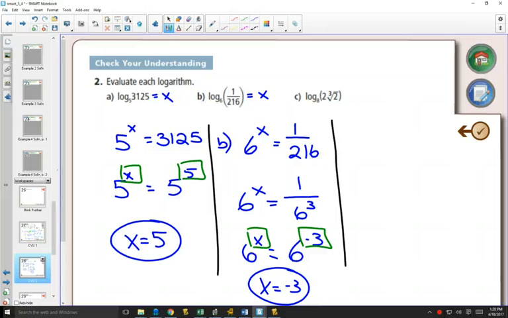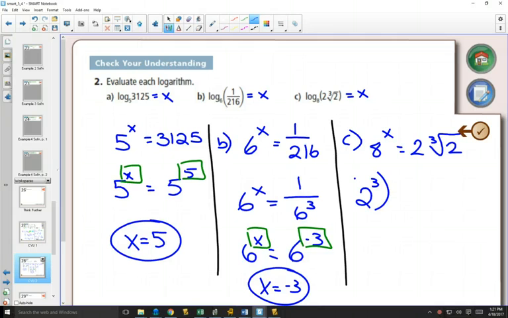For the last one, the base is 8. Again, if we make this equal to x, we don't know the exponent, and it's equal to 2 cube root of 2. On our powers chart, do we have 8 and 2 in the same one? Yes. 8 is 2 cubed, so I'm going to change the 8 to 2 cubed. I'm going to change the cube root of 2 to 2 to the 1/3.